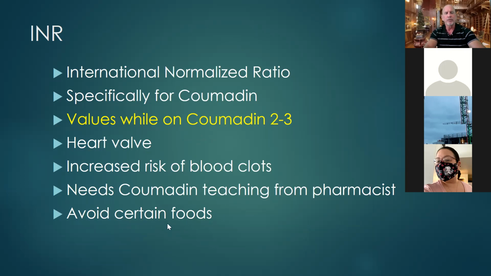Certain foods contain vitamin K. Vitamin K is used to help your blood clot. So, of course, if you're on Coumadin and we don't want your blood to clot, we certainly don't want you to eat food that has a lot of vitamin K in it. That's something educational that you'll have to inform your patients about when you send them home on Coumadin.